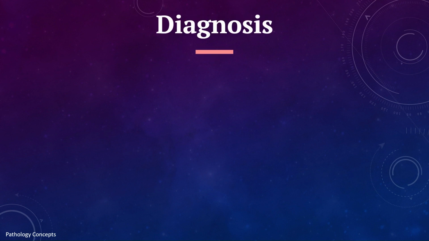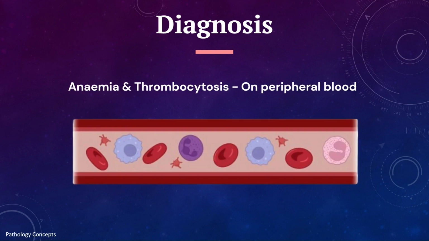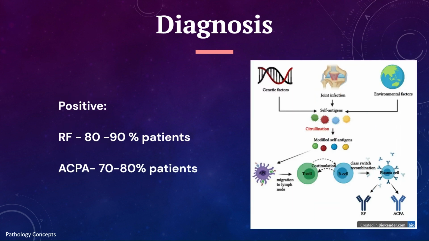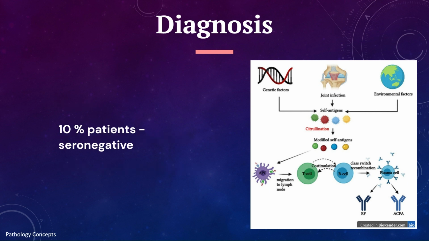Now let's learn in detail about diagnosis of rheumatoid arthritis. In RA, anemia of chronic disease and thrombocytosis can be seen on peripheral blood. The biomarkers for RA are rheumatoid factor, ACPA or anti-CCP, ESR and CRP. Rheumatoid factor is present in 80 to 90% of patients with RA. Anti-CCP or ACPA is present in 70 to 80% of patients. About 10% of rheumatoid arthritis patients are seronegative.